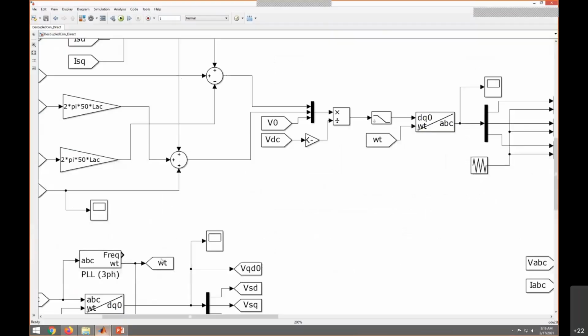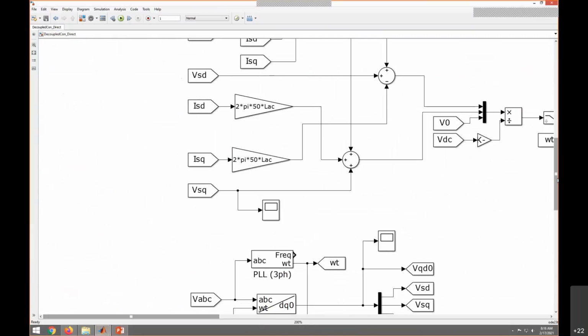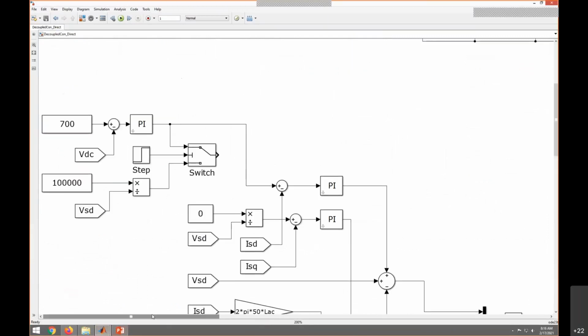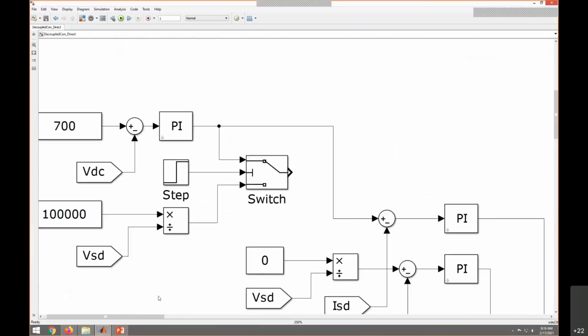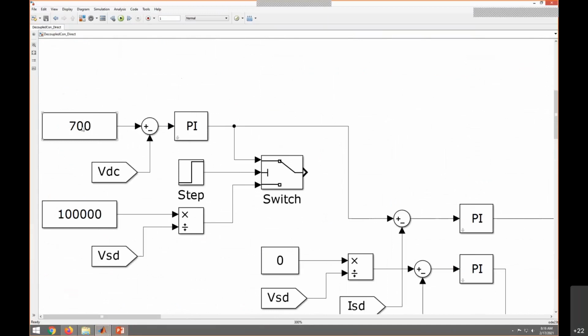So come to this. There are two things here, right? Just focus on the first one. This is 700, that is our reference DC voltage. We are comparing it with the actual DC voltage, VDC, through this PI controller. Forget about this. This is generating ID star.